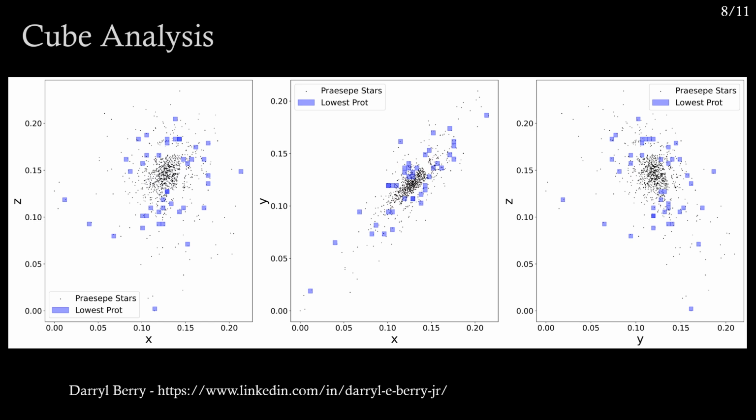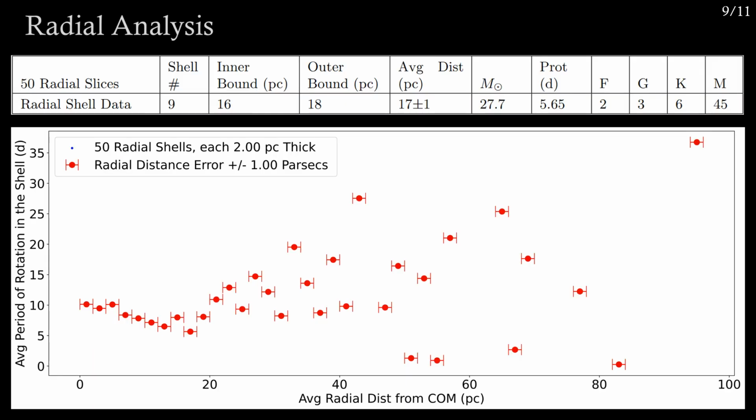So that was the first indication that there might be some patterns to how the properties of these stars are distributed in the cluster. The next thing I did, and it's important to mention that each step of the way I was building upon the previous analysis, was I took my cube code and I stretched it into radial slices, where I can actually slice Praesepe into a bunch of radial spheres of different distances.